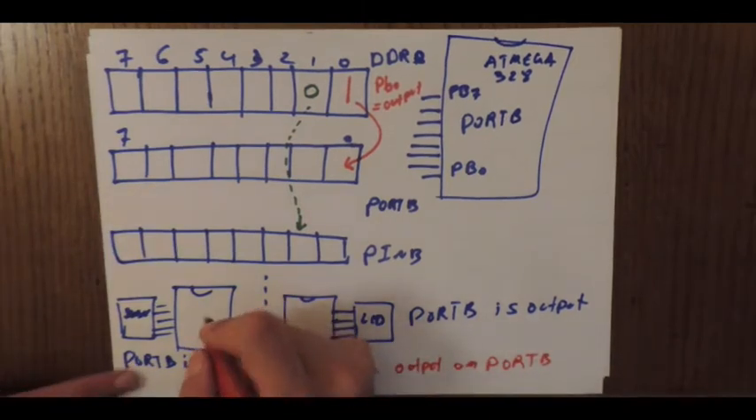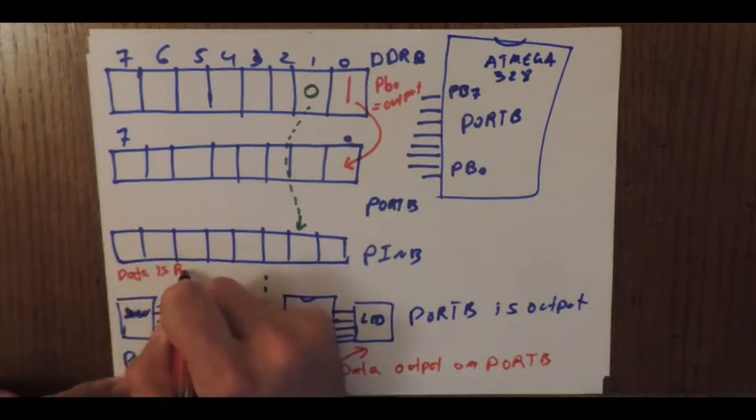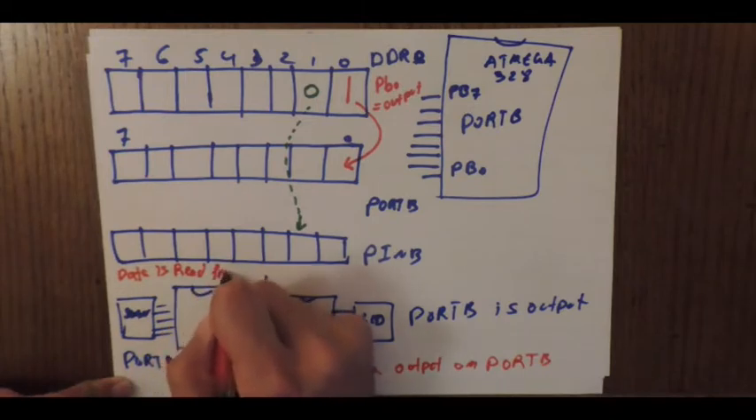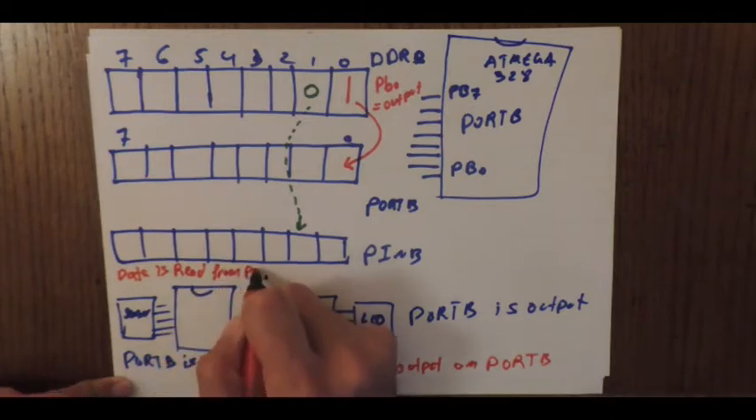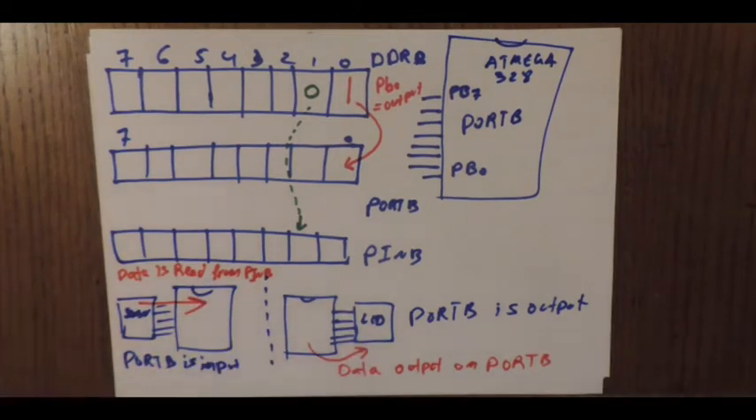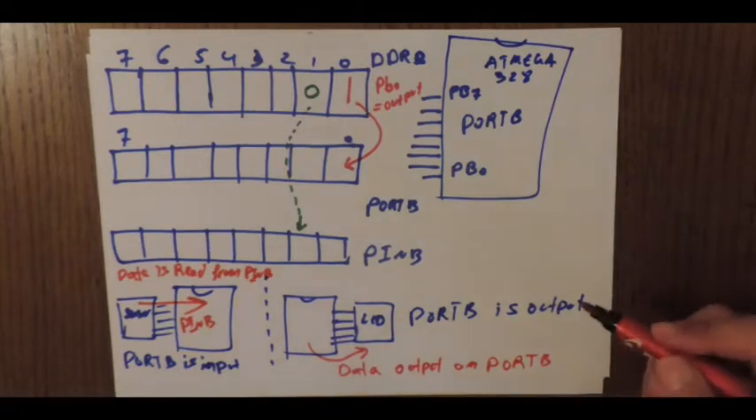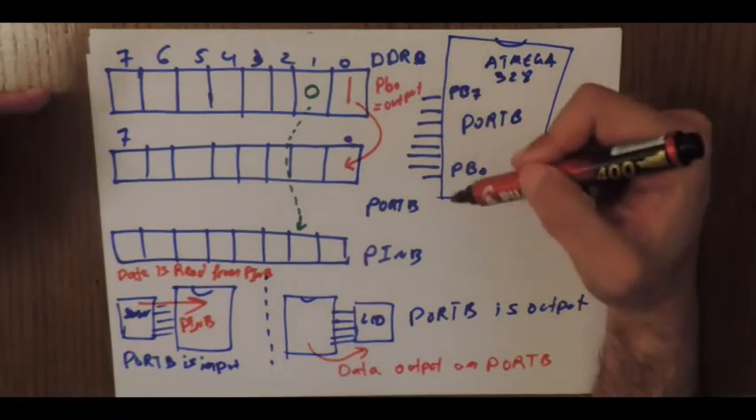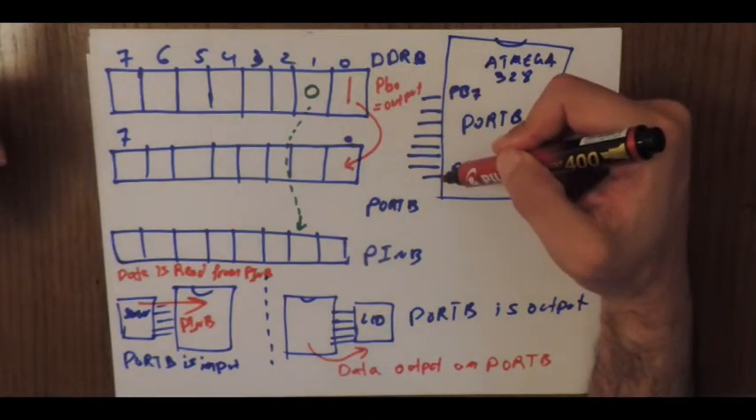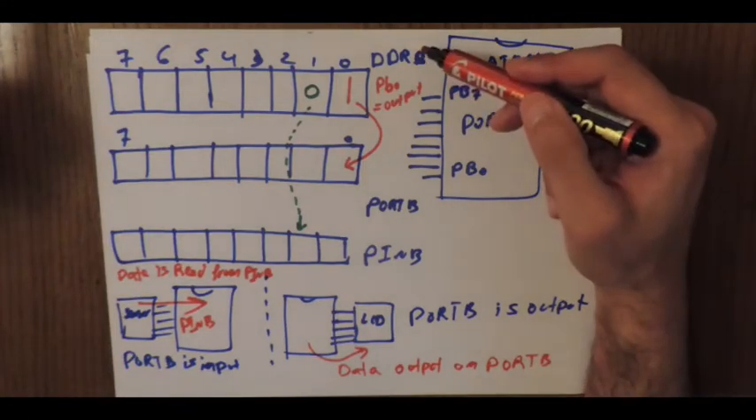In this case, data is read from pin B. So in this case, we have data coming like this. The sensor is placing data on pin B, which I can read, and in the first case, data is placed on port B. So this pin can serve as an input or as an output, the way we want it, depending on the value of DDRB.